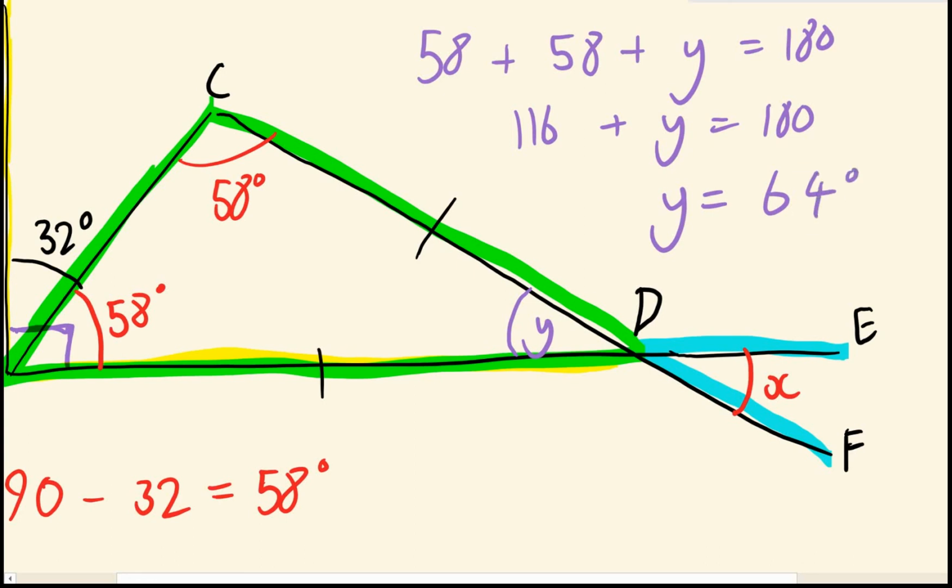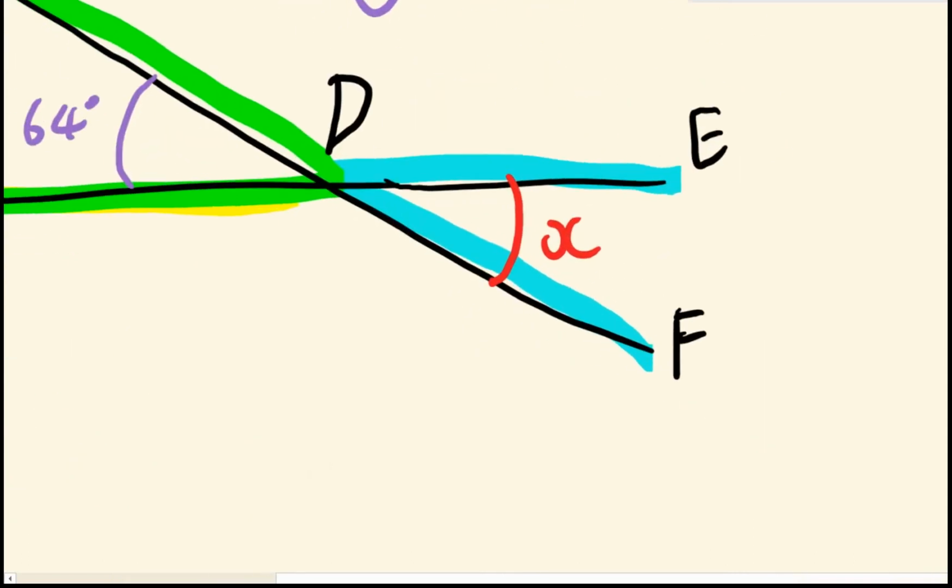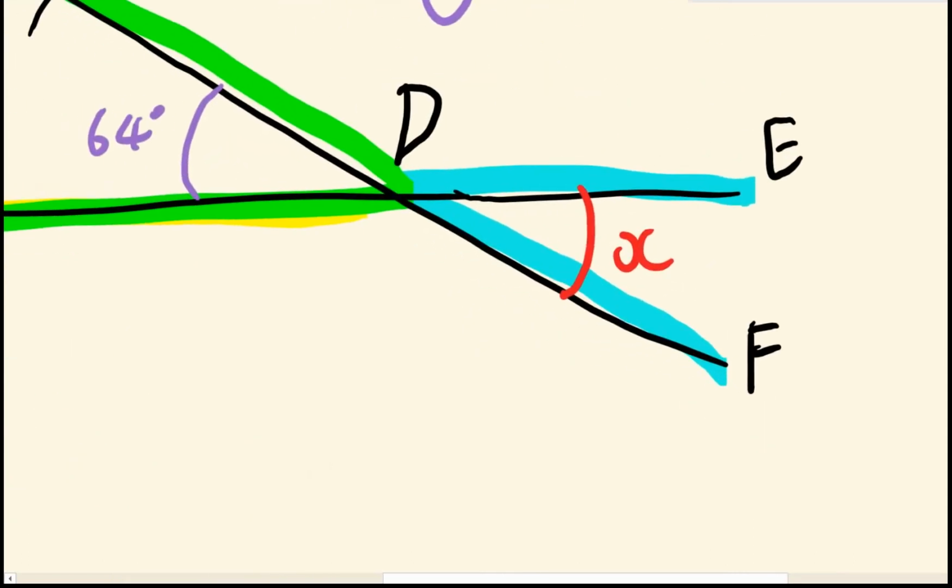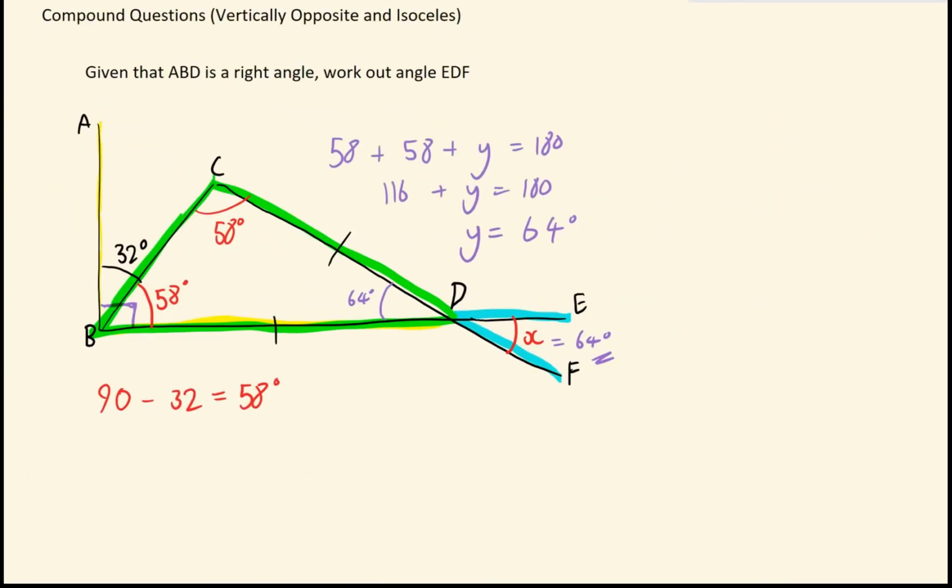Okay, and then we're pretty much done. We know that y is 64 degrees. Now we can finally look at x, and we can notice that these two angles are vertically opposite. They're two straight lines that crisscross each other, which means x will also be 64 degrees. And we are done. So the same idea, it just merges a few facts together, which is what most of the harder questions will try and do.